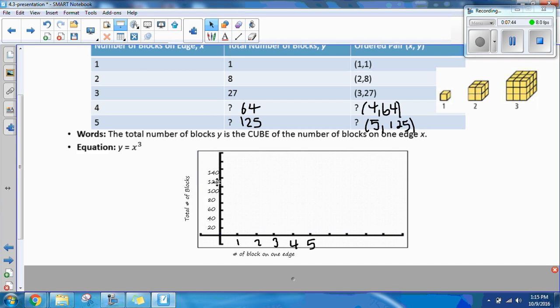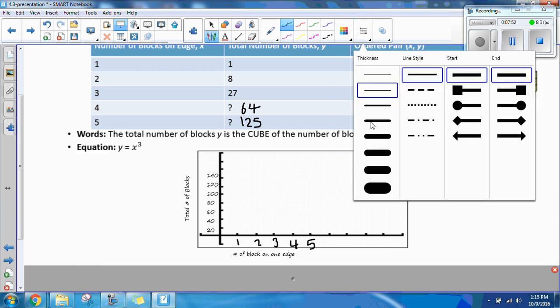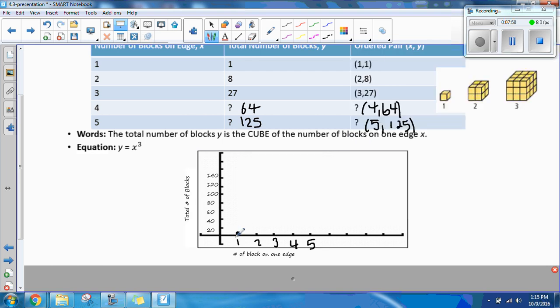And then we can plot our points. So when we have one block in the figure. When we have 2, we have 8 blocks in the figure. When we have 3, we have 27 blocks in the figure. 4 gives us 64. And 5 gives us 125. So this is a nonlinear function because all the points do not create a straight line.